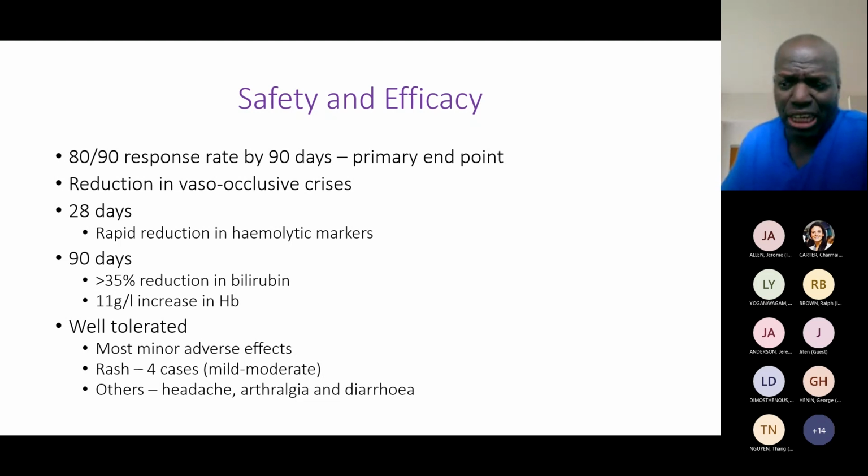One of the endpoints was a hemoglobin rise of 10 grams per liter within the first 28 days. It achieved that in the vast majority of patients and was very well tolerated, with very few side effects compared to placebo.